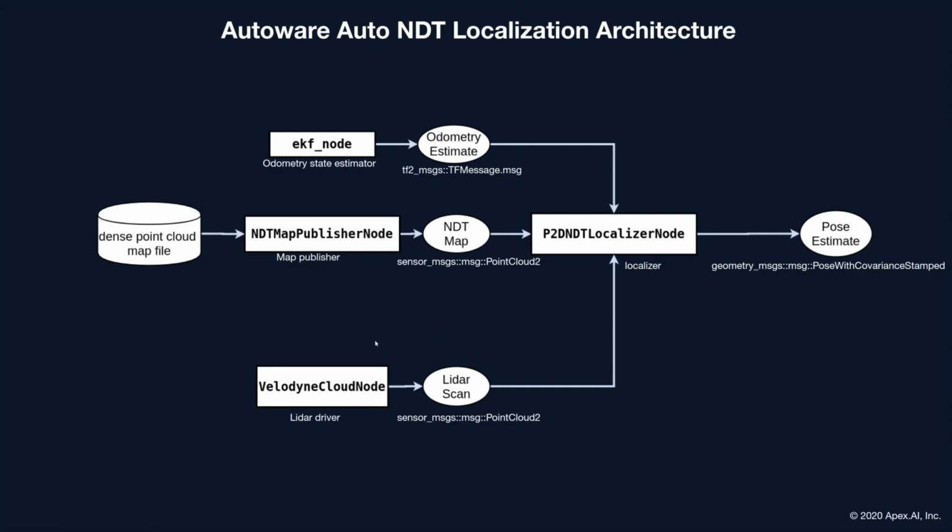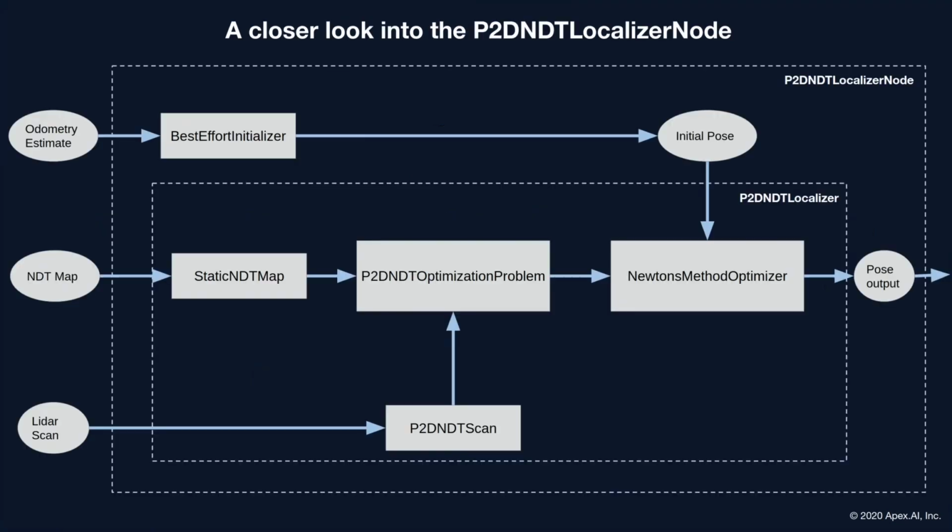And at the bottom, you see the Lidar driver, which will provide the Lidar scans inside a point cloud 2 message. All of this information will be used to compute the pose estimates in the NDT localizer nodes. Let's take a quick look at the NDT localizer node. The node consists of a pose initializer and an NDT localizer.